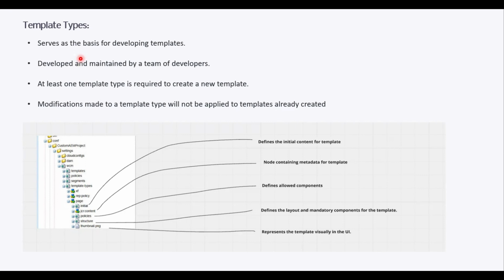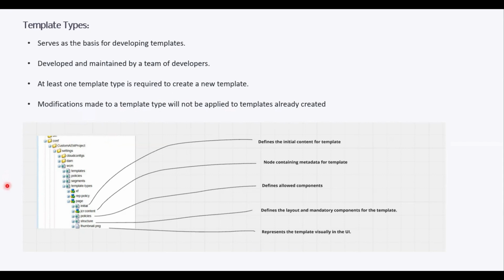Generally, the developer is responsible for developing the template type. Authoring people can't do anything here. For creating a template, we need at least one template type. If no template type exists in our website, we will not be able to create any kind of pages. The last point: if we modify anything in the template type, those changes will be applicable to newly created templates, but will not be reflected on existing templates. I have talked about this part also.